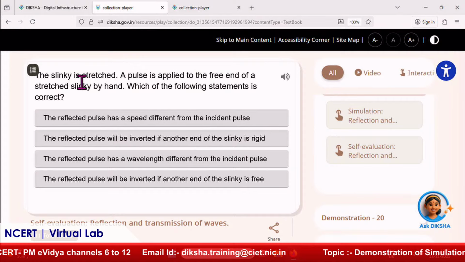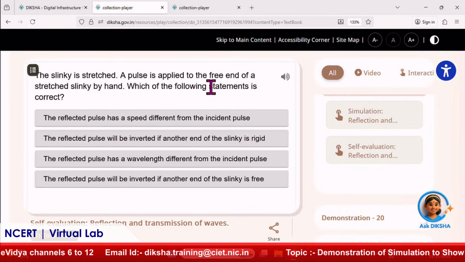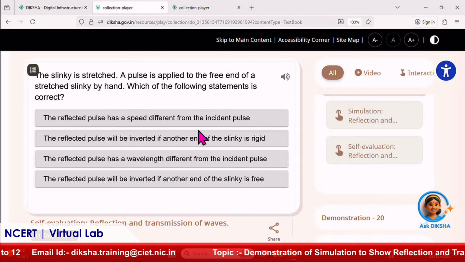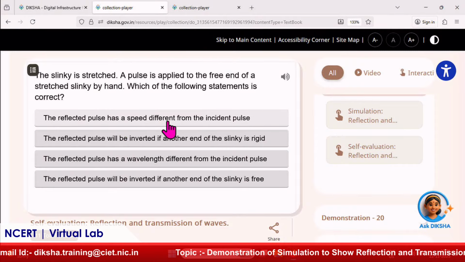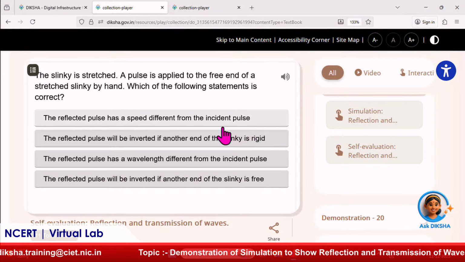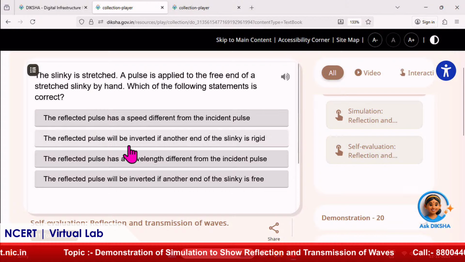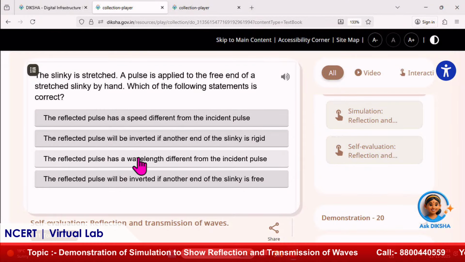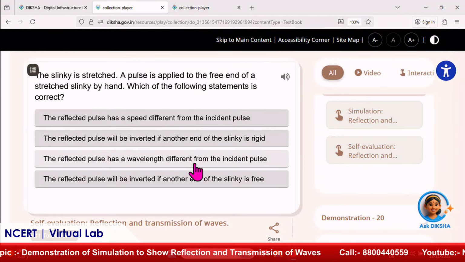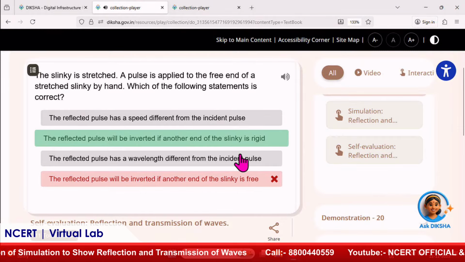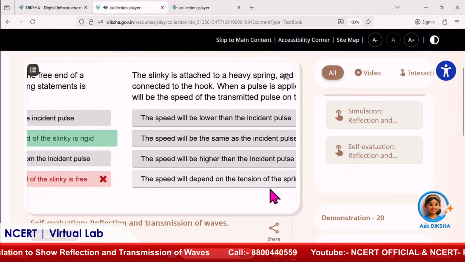Now, second question: a slinky is stretched, a pulse is applied to the free end of the stretched string by hand. Which of the following statements is correct? The reflected pulse has a speed different from the incident pulse. Now, it is stretched and it is a free end. So, in a free end it is not inverted.